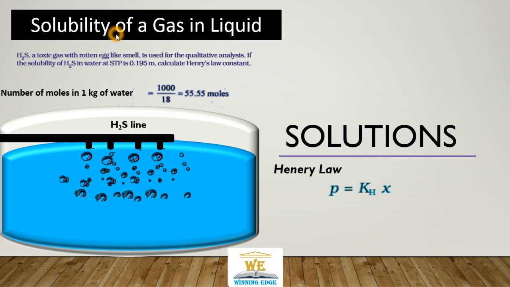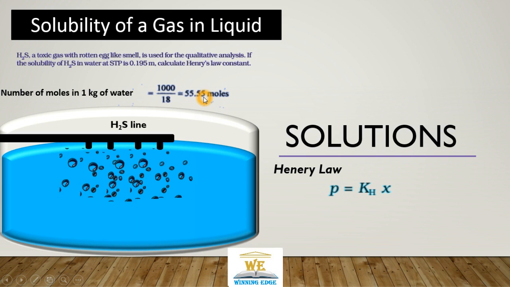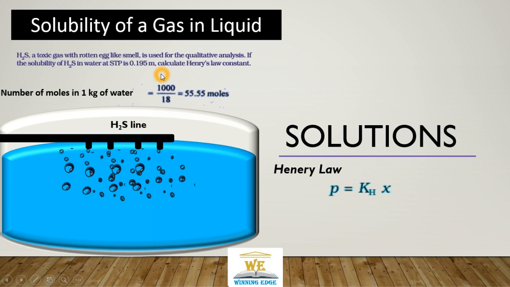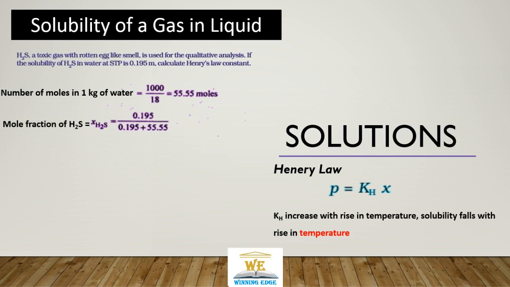We know it's a molality, which means 0.195 moles of H2S present in 1 kg of water. Number of moles of water is 55.55 in 1 kg. Number of moles of H2S we know. So its mole fraction will be 0.195 divided by (0.195 + 55.55), which means 0.0035. That's the mole fraction of H2S.